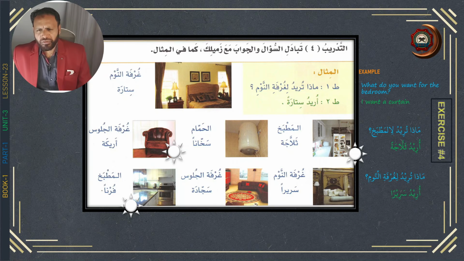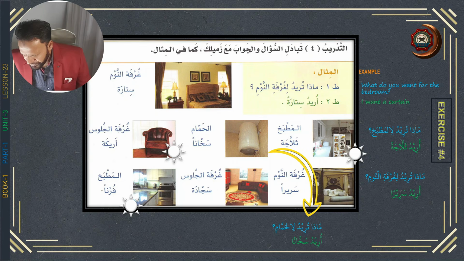Okay, I see Dr. Wafa joining. Wafa ma'am, you are there? Yes, sir. Okay, can you read this one, the one that's shown with the arrow? Look at the arrow. You can do that one. Sorry, it was my mistake, I was reading on the right side. Yes, you are right, the hammam and the sakhan. Maza turidu lil hammami. Uridu sakhanan. Yes, uridu sakhan. What would you like to have for the washroom? I would like to have a heater or a geyser.